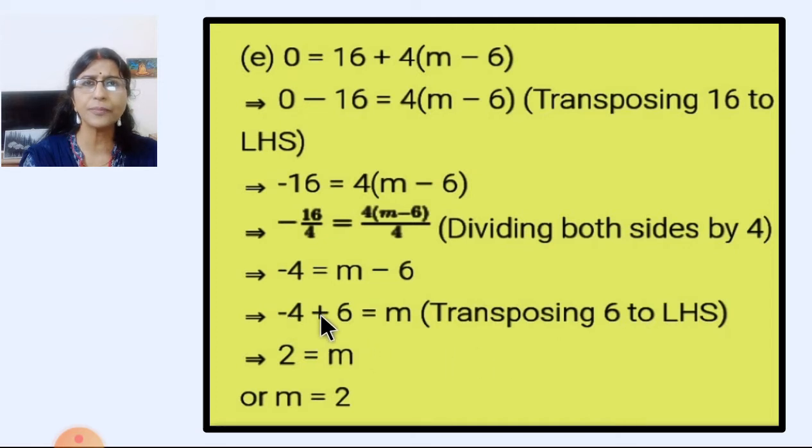Then minus 4 plus 6, minus plus, we will do minus. So 6 minus 4 is 2. And 6 is bigger than 4, it has positive sign. So we'll get 2. So the value of m is 2.